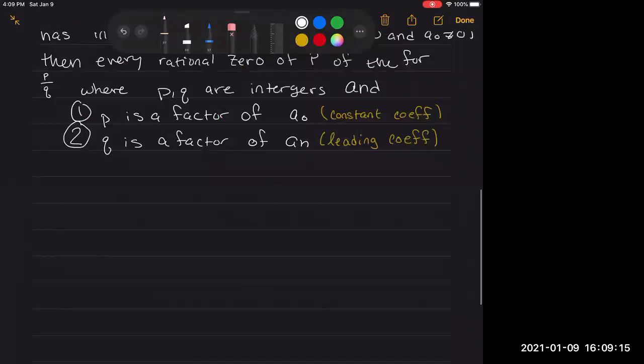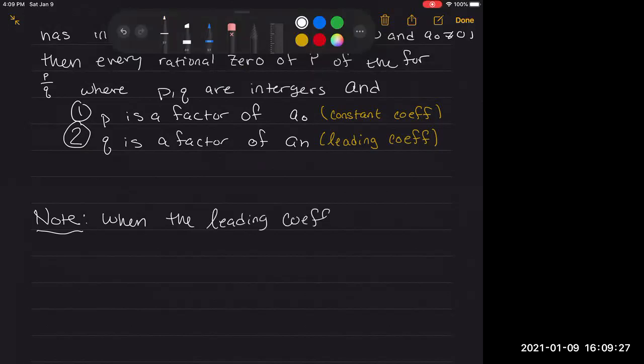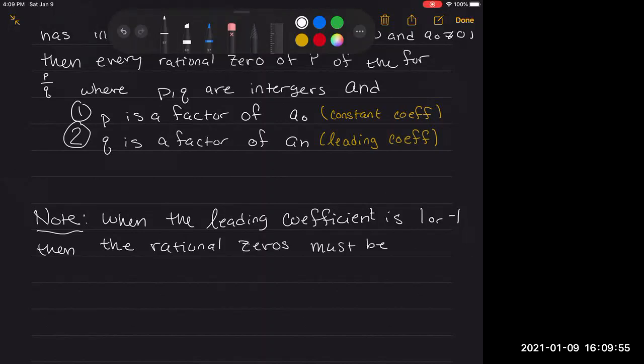All right. So then note, when the leading coefficient is 1 or negative 1, then the rational zeros must be factors of the constant term.